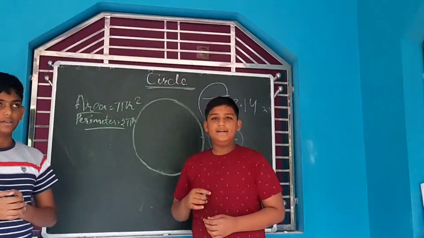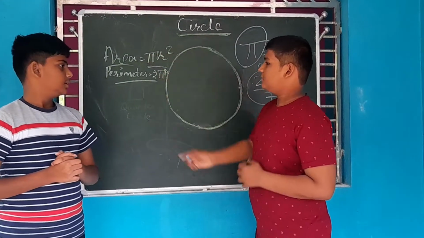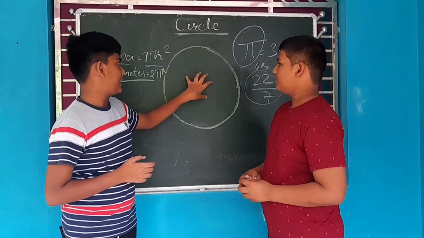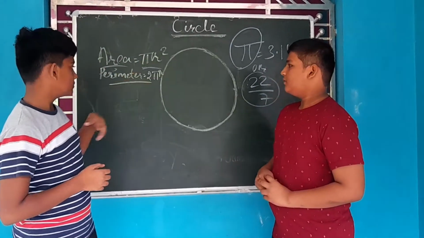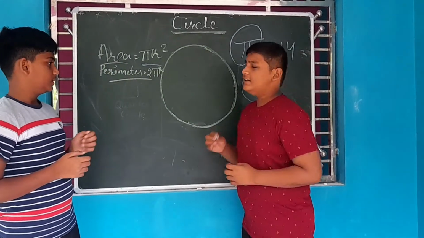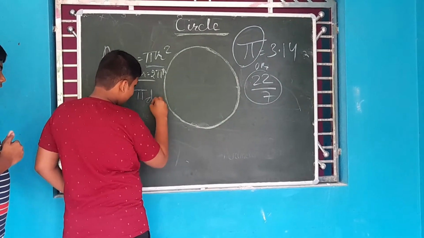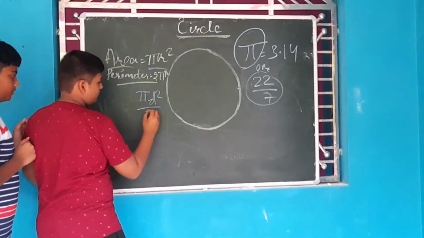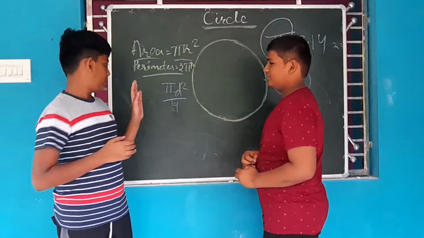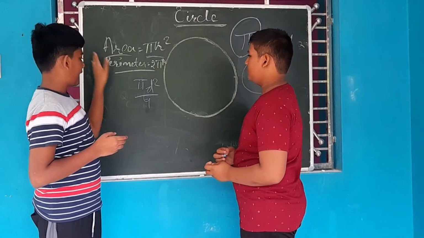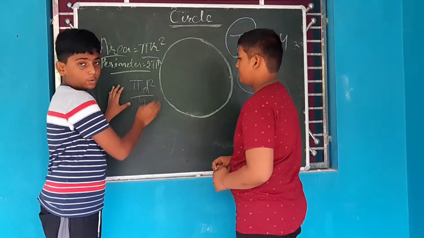Now let's know about the formulas of the circle. When we have to find the area and only the radius is given, we put the formula pi r square. Then diameter. When the diameter is given, the area is pi d square by 4. Sorry, by mistake I said 2, this will be 4. When we have to find the area and only the diameter is given, then we put the formula pi d square by 4.